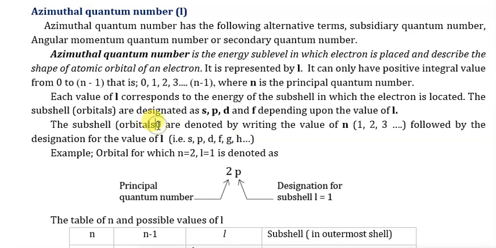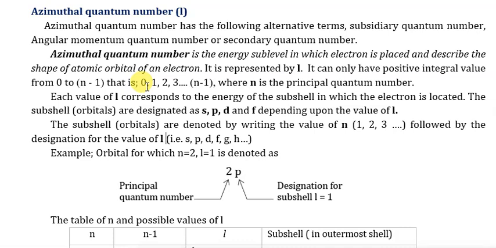Subshell orbitals, or in other words orbitals, are denoted by writing the value of n followed by the designation of l. So value ya l itatuambia kama subshell yetu ni s, ni p, ni d au ni f. Tutaenda kuona kwenye table hapo chini, lakini ilivyo ni kwamba value ya l tumesema inaanzia 0 up to n-1. Value ya l ikiwa 0, l is equal to 0.